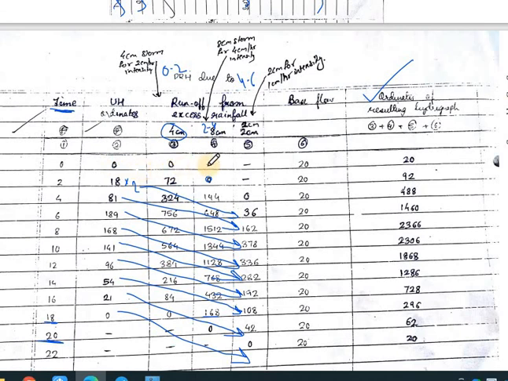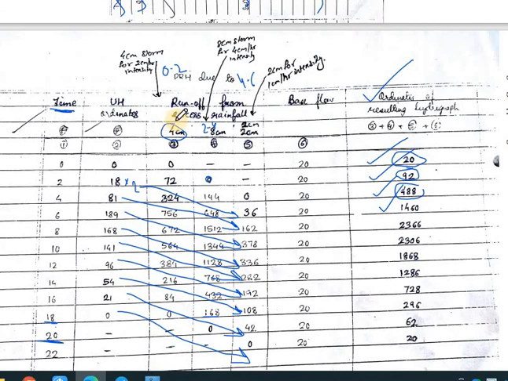So the first one is coming out to be 20. After adding all these values you get 92. After adding all these values you get 488, and the summation of this will give you 1460. Next is 2366, 2306, 1868, 1286, 278, 296, 62, 20. Okay, so this is how you can solve your unit hydrograph question.